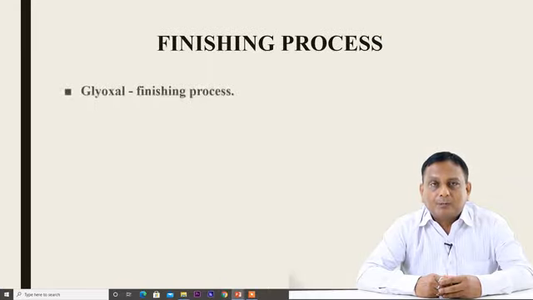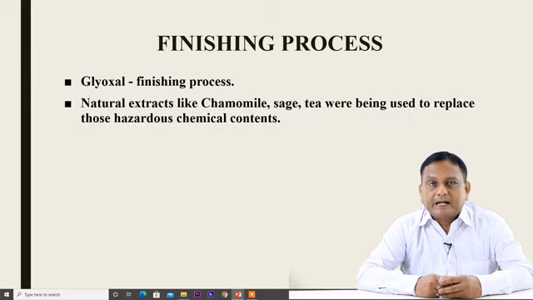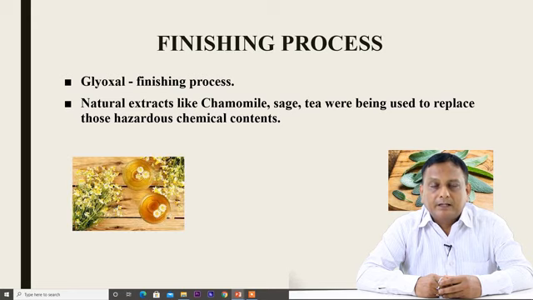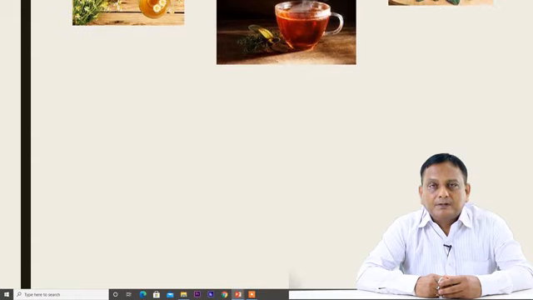In the finishing process, normally a lot of resin and glyoxals are used, but natural extracts like sage, tea, chamomile, so many natural products are available. Those can be used in the finishing process, and there are plenty of such finishing chemicals available in nature which can be used on the textile substrate as a finishing ingredient, which can really replace the finishing process, and some of the harmful chemicals can be eliminated from this supply chain.